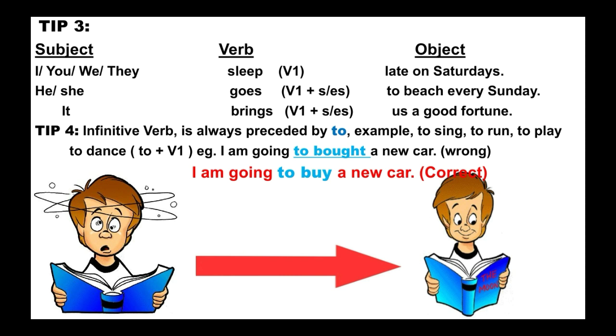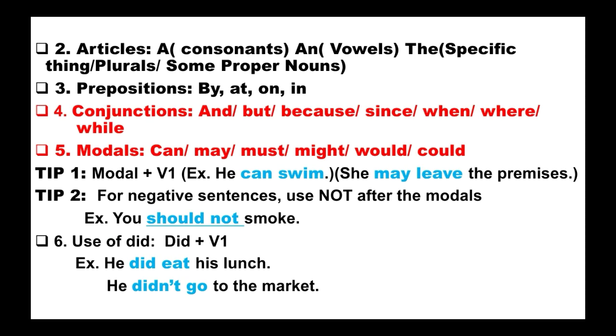The statement will become, I am going to buy a new car. I hope you have understood these 4 categories of identification regarding tenses. Right? These are the most common errors. Now, the next set of errors could be of articles. The usage of a and the.